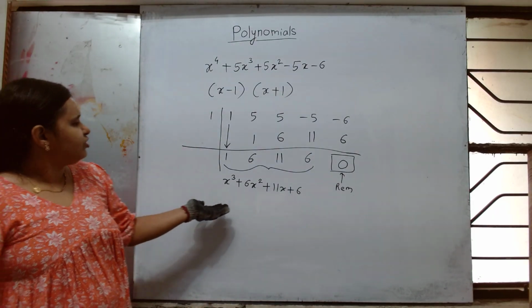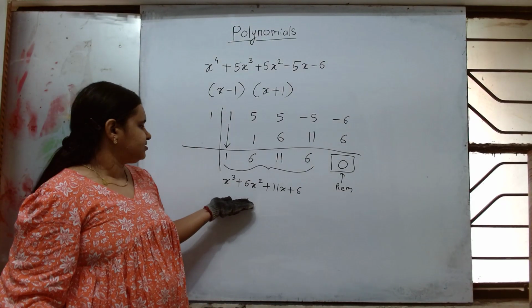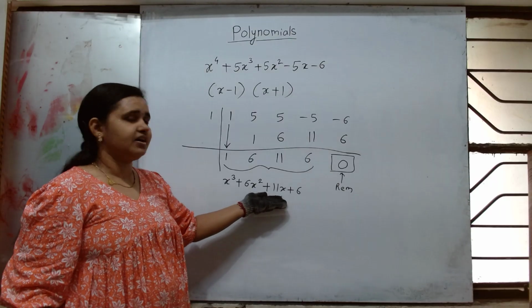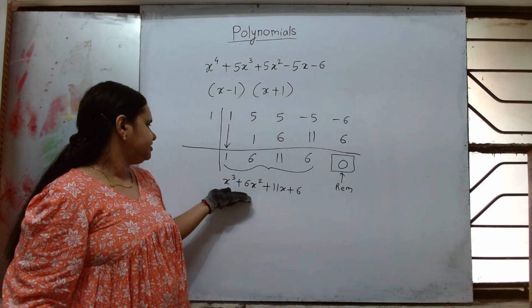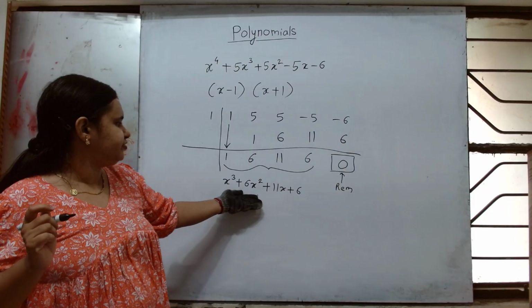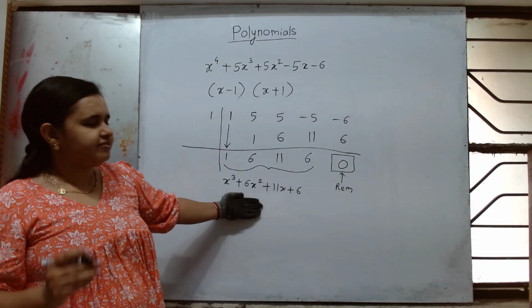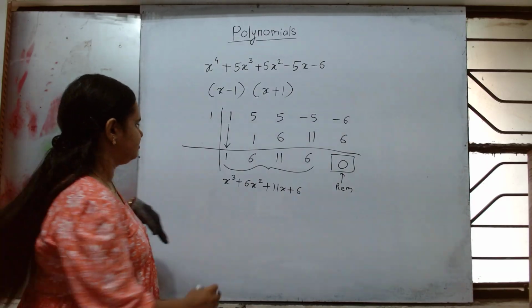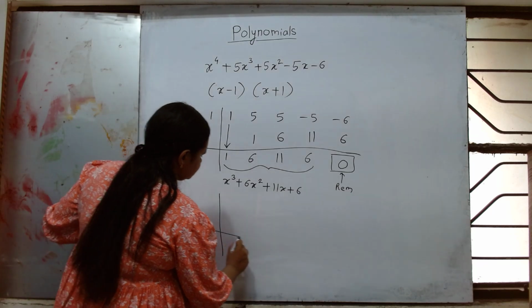Now we have to again find the factors, because x cube will be difficult to find. If it is in the form of x cube, it is difficult to find. So we further divide this polynomial by synthetic division.